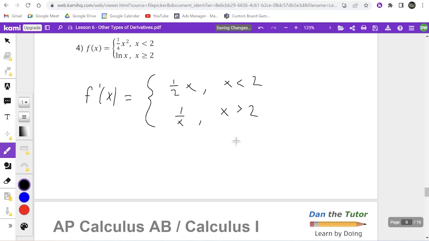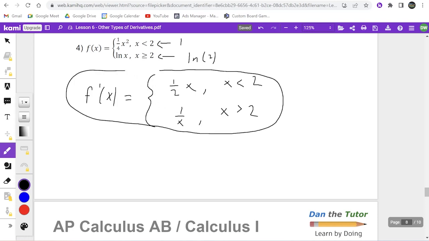Now, once again, I'm not saying equal to for 2 reasons. Because if I plug in 2 here, I'm not going to get the same thing. 1/2 times 2 is 1. 1 over 2 is 1/2. Not the same thing. And by the way, even if they were the same thing, the original function was not continuous. If I plug in 2 right there, I get 1. If I plug in 2 right there into natural log of x, then I get natural log of 2, which is obviously not 1. So I don't get the equal sign on the derivative. And there we go. There's my derivative. Not too bad. Any questions on number 4?